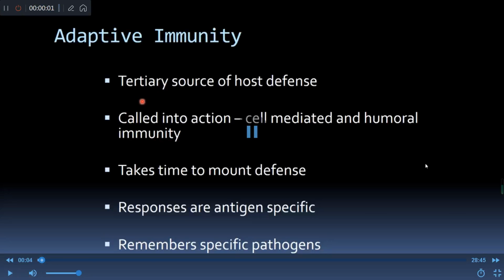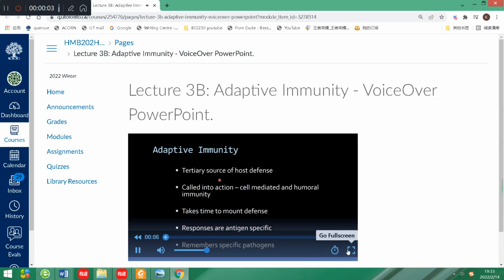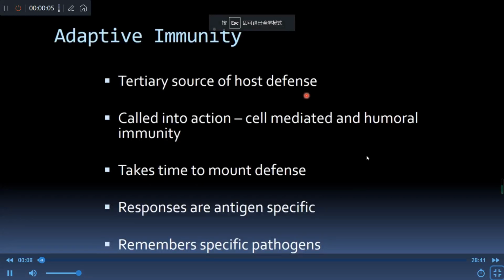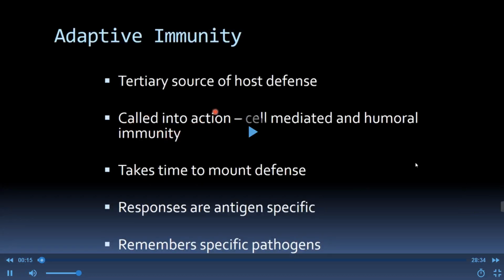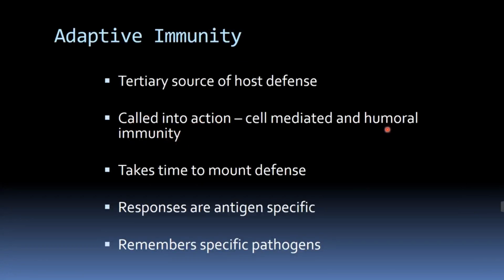Adaptive immunity. This is your tertiary source of host defense and is called into action. And the link that we've been talking about is via macrophages and dendritic cells. It's cell-mediated and humoral immunity. And we'll talk more about what we mean by these two very, very shortly.